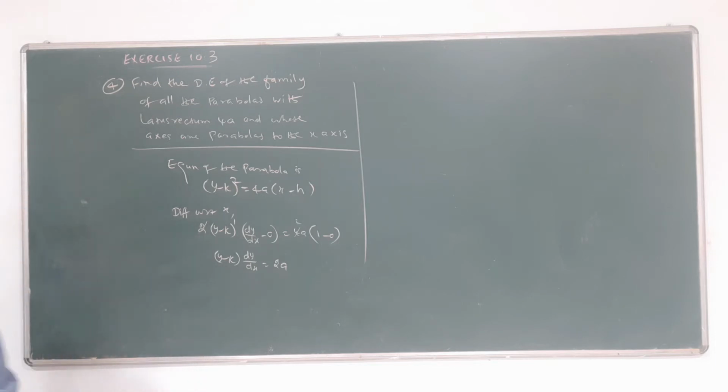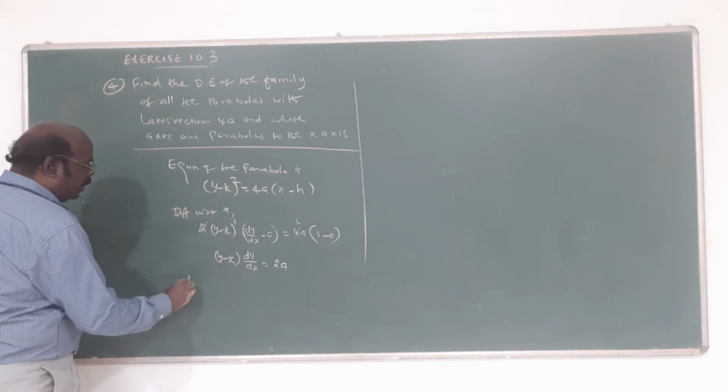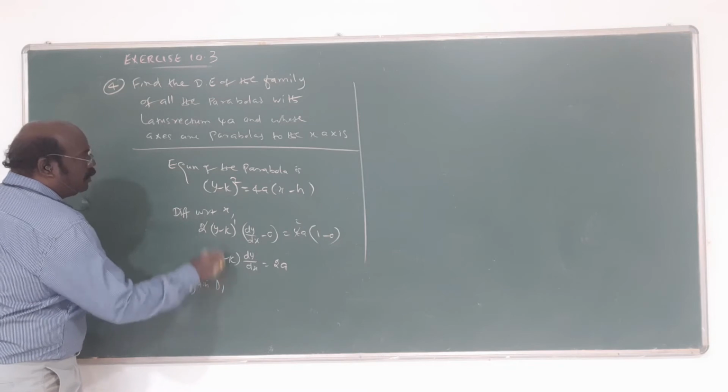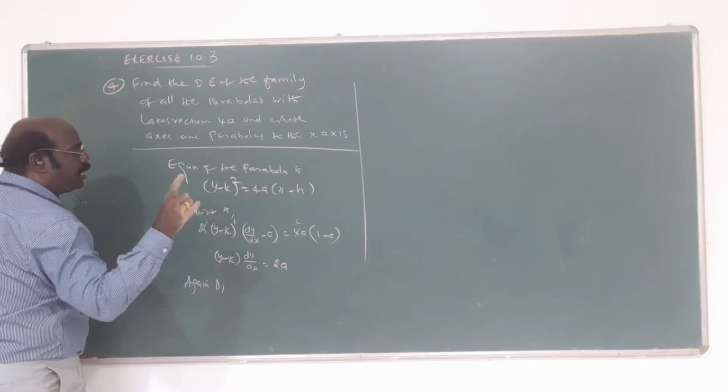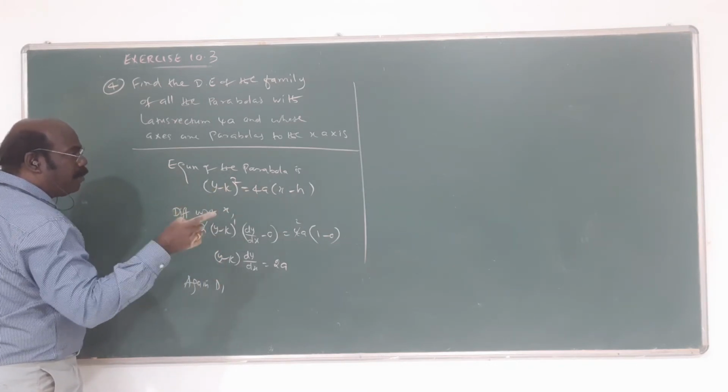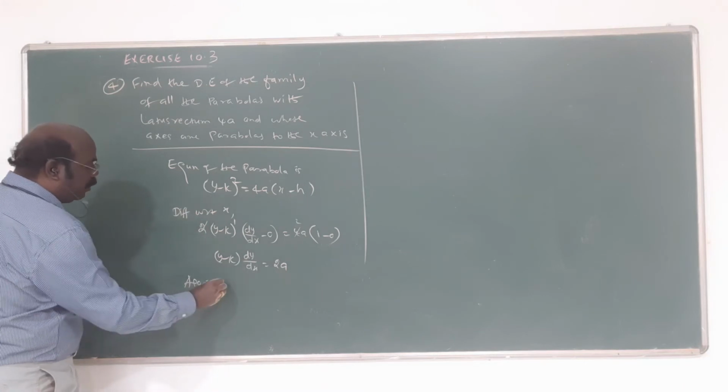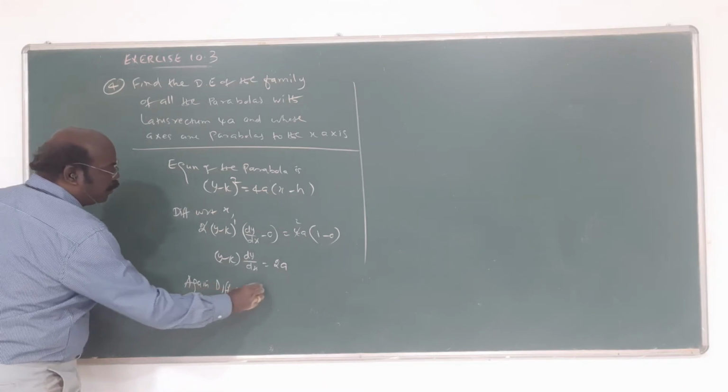Next, sir, you want to eliminate k also, no? That's why differentiate one more time, we get the answer. Again differentiate because h comma k are 2 arbitrary constants. That's why you differentiate 2 times. We don't want h comma k in this part. Again differentiate with respect to x.